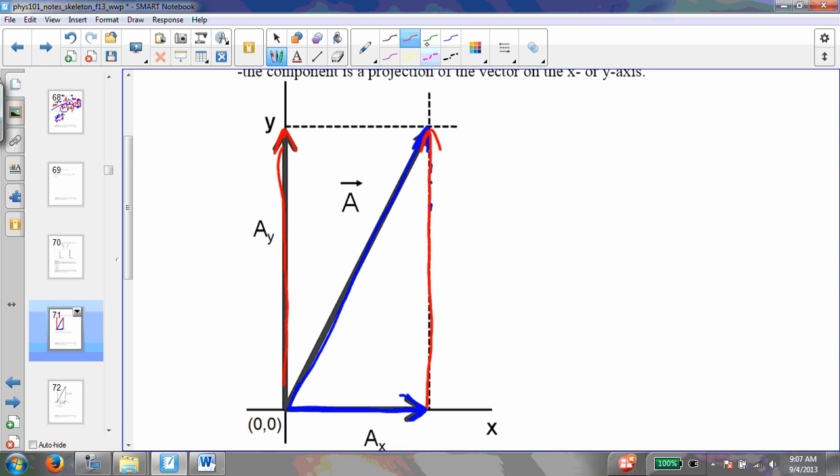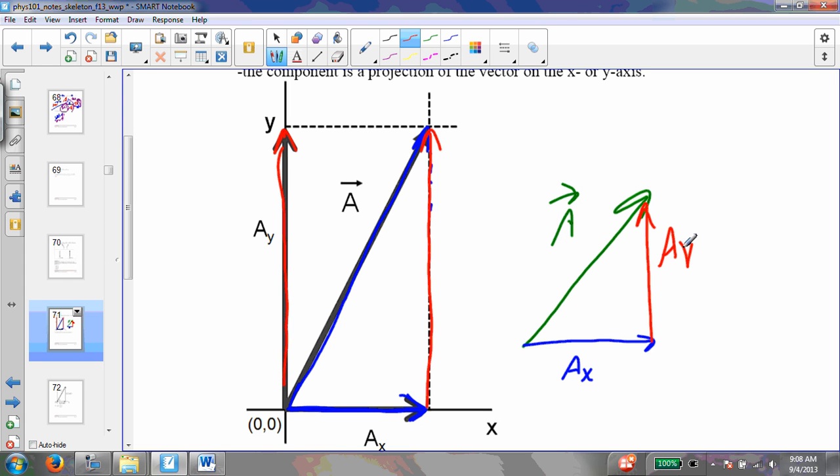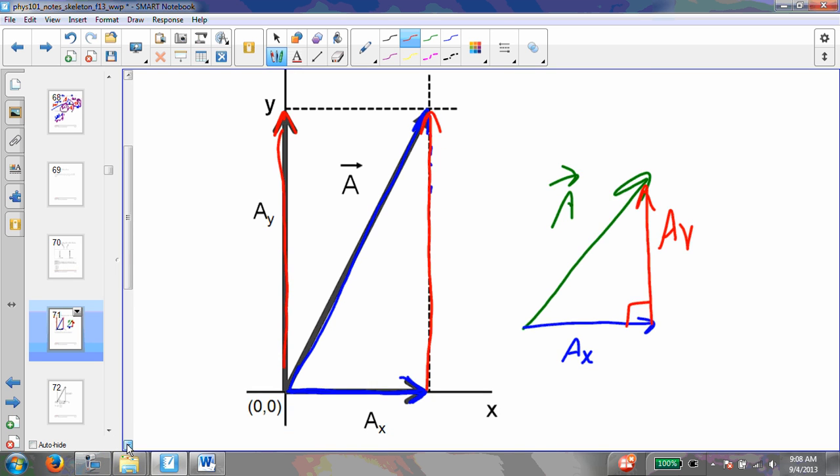So let me just draw this anew over here. If I have a vector A, I can draw its x and y components like this. So this would be the x component. That's going to be ax. And my y component will look like this. That's ay. And notice that this is a right triangle, that the x and y components are perpendicular to one another.